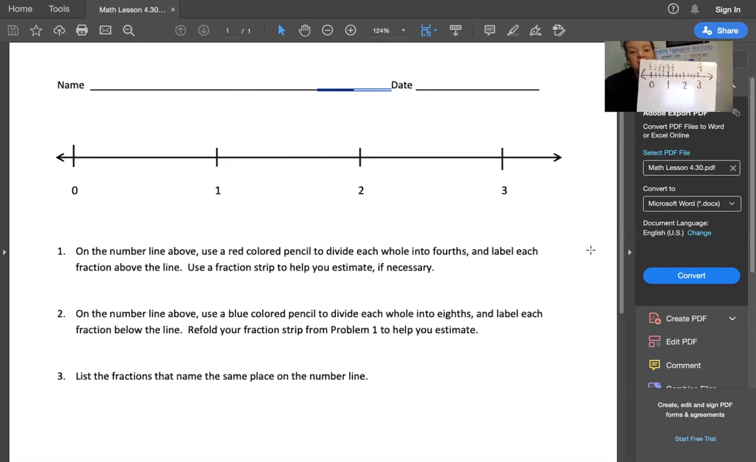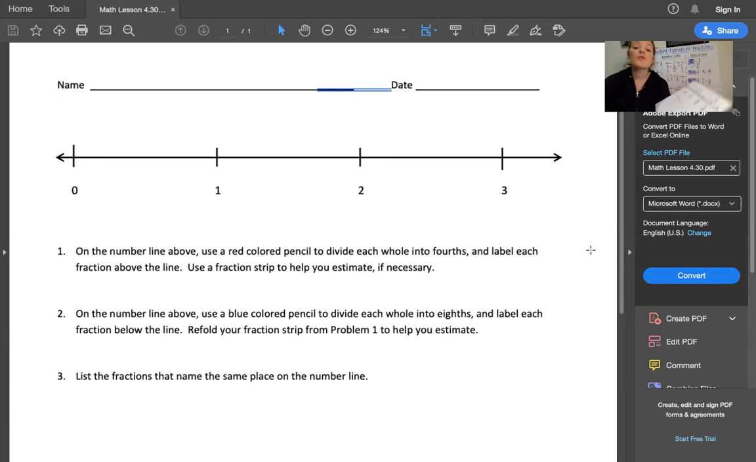That's number 1. Then number 2 says, on the number line above, use a blue colored pencil to divide each whole into 8ths and to label the fraction below the line. Now, I know you may be thinking, I don't have enough room to partition into 8ths. Because remember, you would have to draw and cut each 4th in half again. If you need to write underneath, that's fine. If you want to draw another number line and just go from 0 to 1 and show your 8ths, that's fine too.